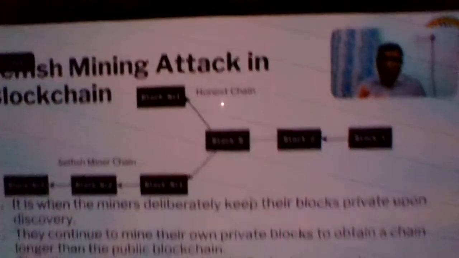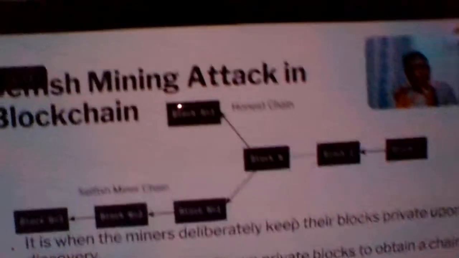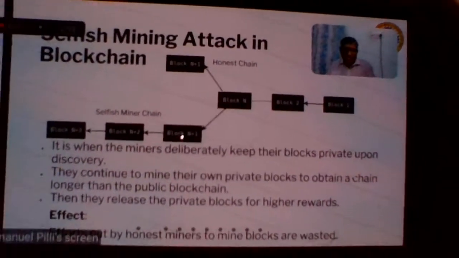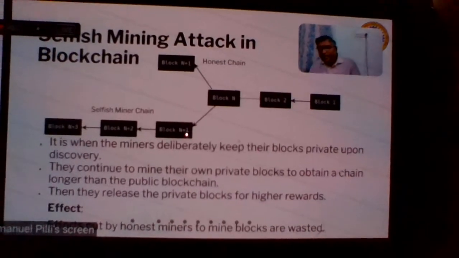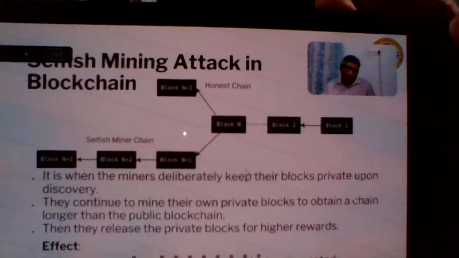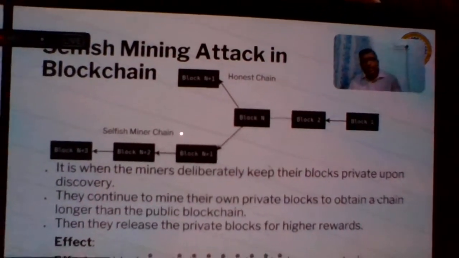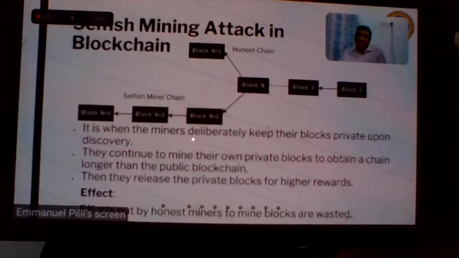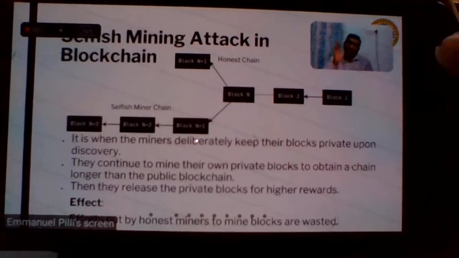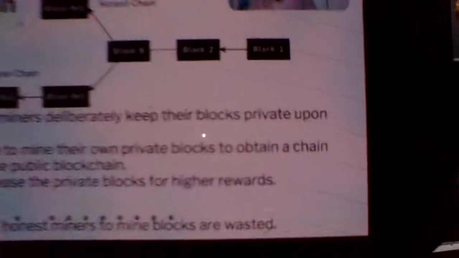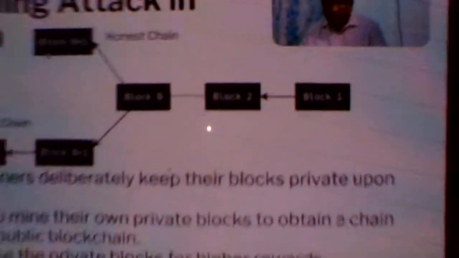So you earn 4 blocks instead of 1 block in no time, by just making a small change in the usual mechanism. Honest mining, and this is dishonest mining, right? So they deliberately keep their blocks private as they discover them. They continue to mine their own private blocks, and they create a chain longer than the usual public blockchain. Then suddenly they release the private blocks, and all the blocks are added. So all the blocks they get, and they get a higher reward, right? And the honest miners lose that money.